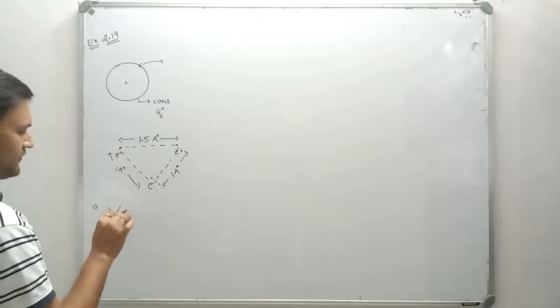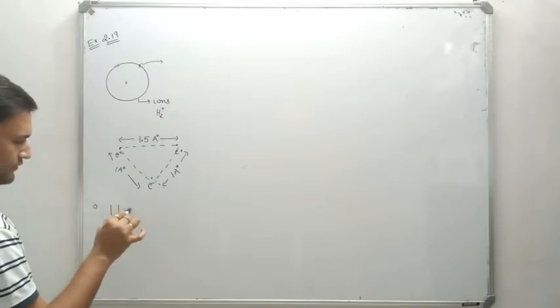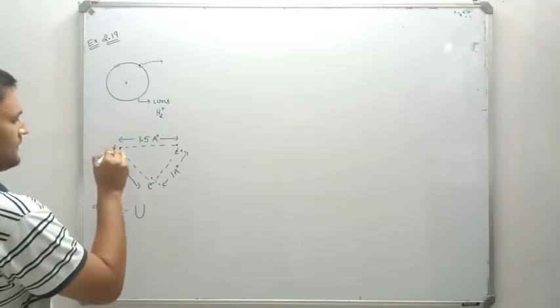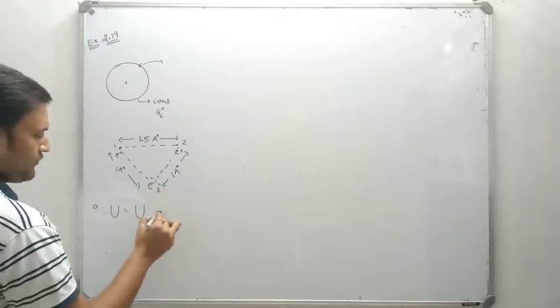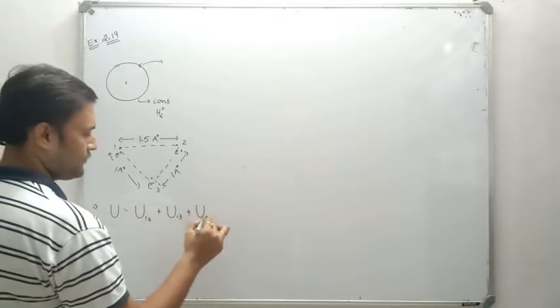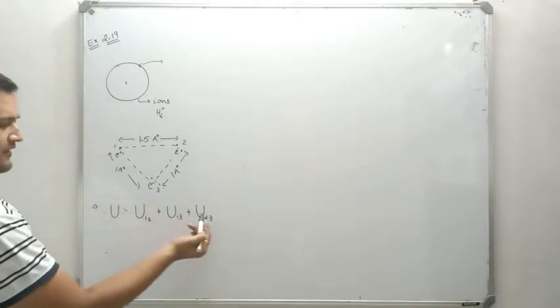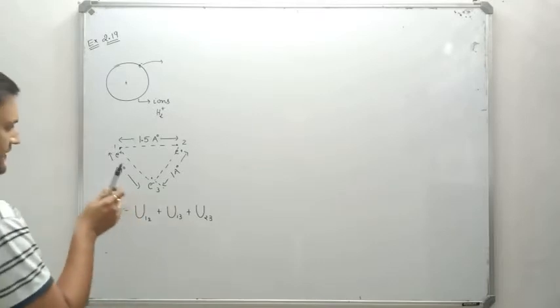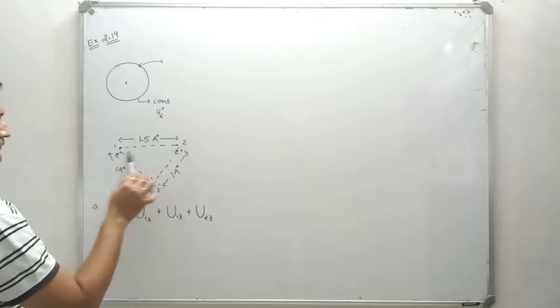So U is equal to U12 plus U13 plus U23. There are the pairs 1-2, 1-3 and U23. That is very simple. 1-2 means the two protons.